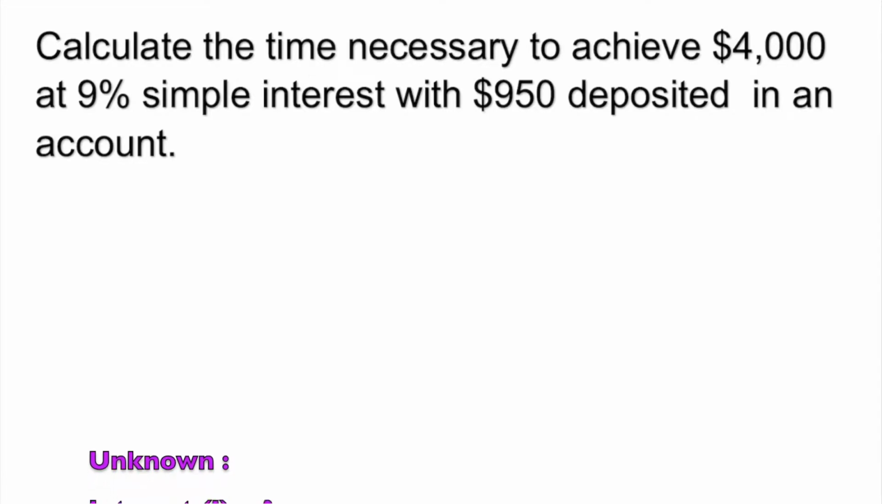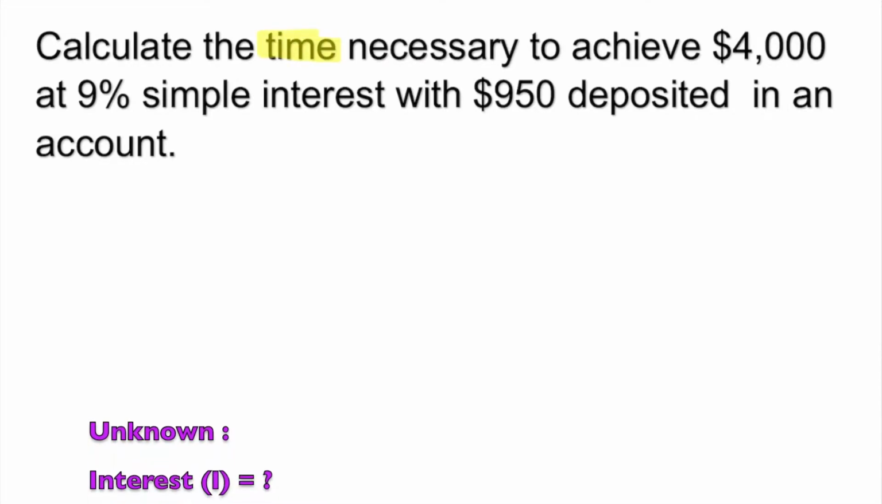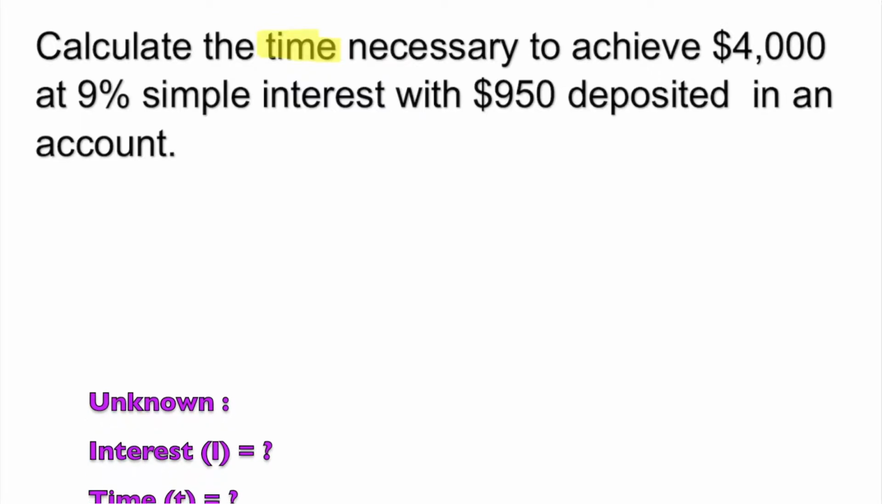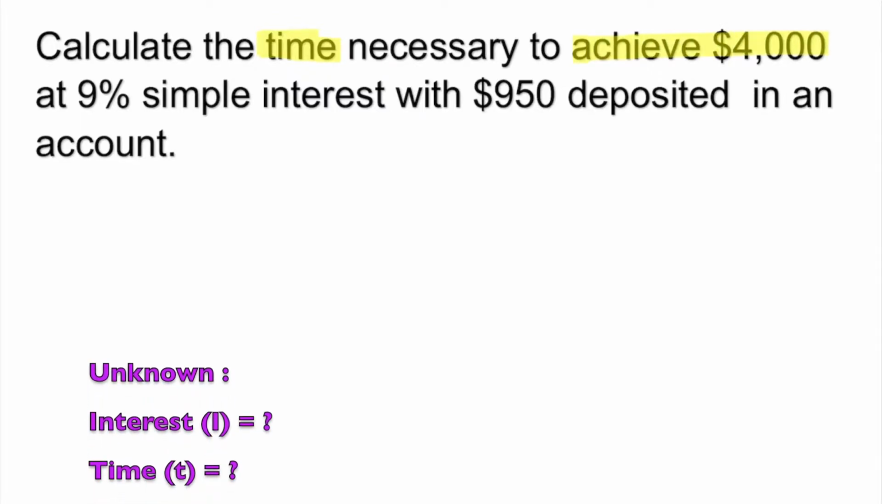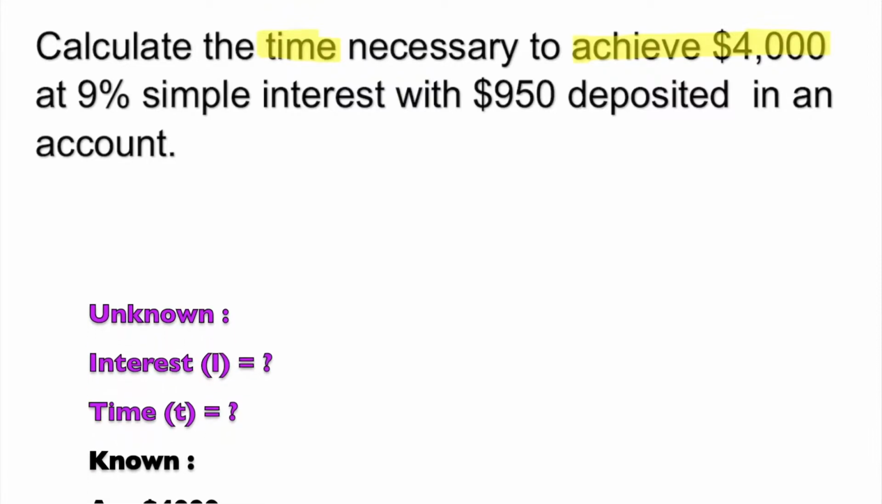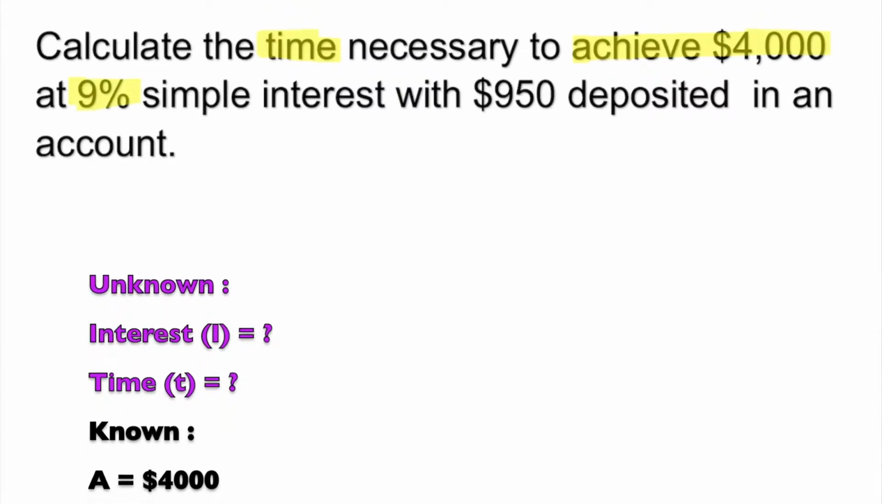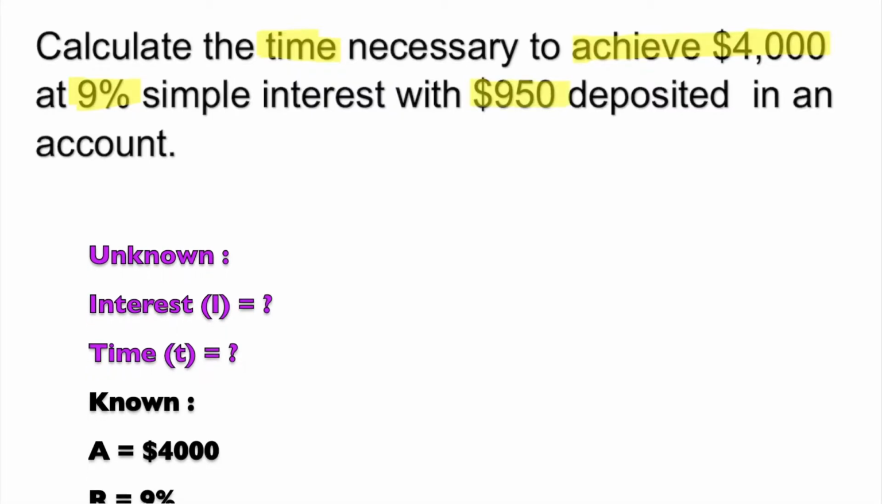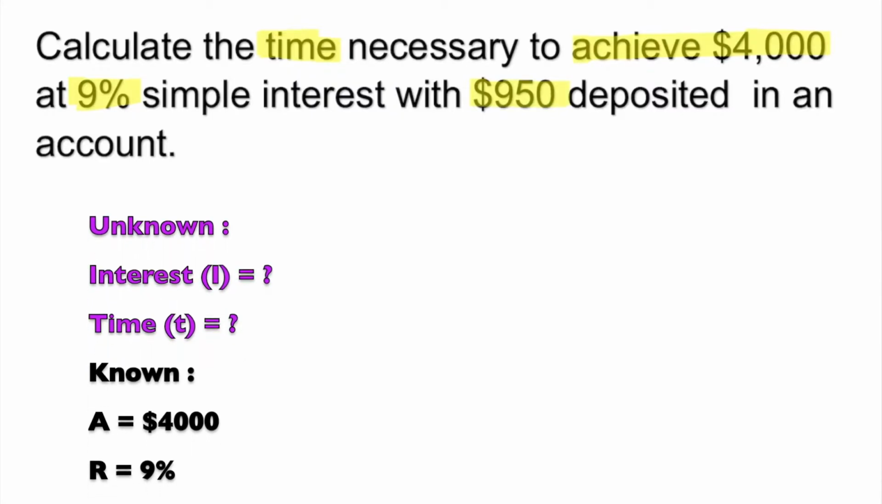So calculate time. This is what we are looking for. And it seems like achieve something in the future, so that should be basically the total amount. This is not interest, this is the total amount. And this is the rate, and this is the amount deposited in the bank account, so that's the principal here. So I can label it here.